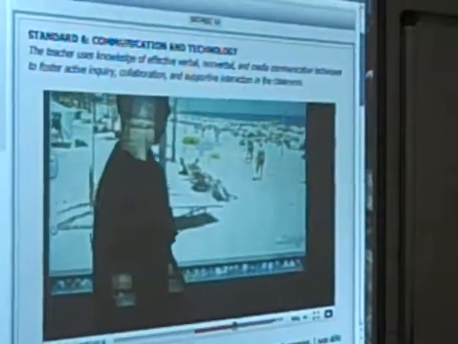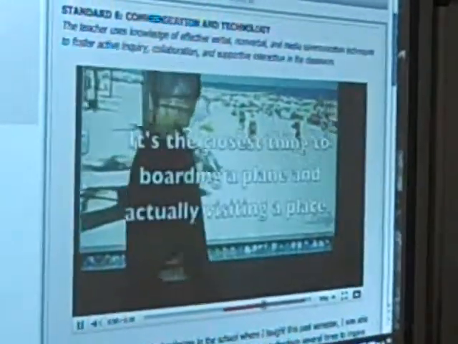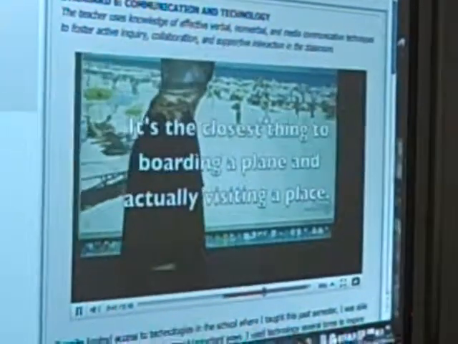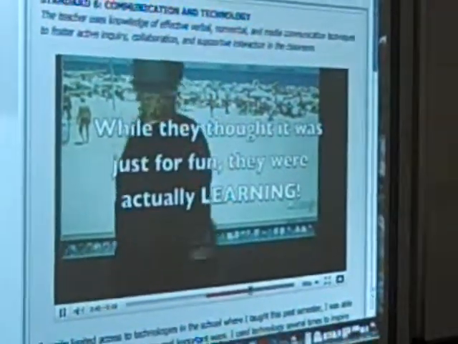So this is just an example of some fun stuff that you can do with Google Earth to get the kids excited about the places that you're talking about. This is in Rio de Janeiro. This guy's out on the beach in school.